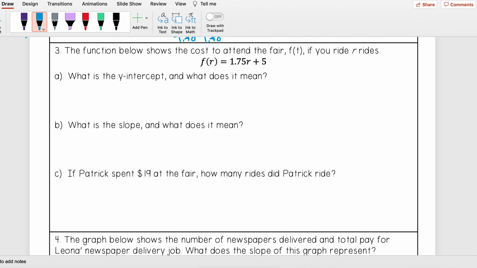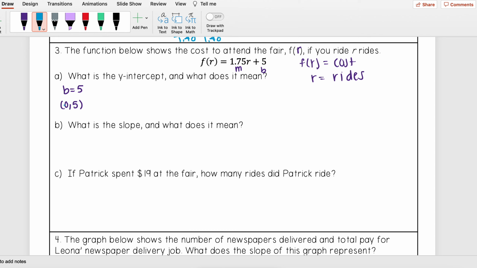Okay, let's try another one that's really similar. So the function below shows the cost to attend the fair, f of r, if you ride r rides. Oops, so that should be an r. So I have f of r is equal to cost, and r is equal to rides. So first I want to figure out what is the y-intercept and what does it mean. Well, I know my m is the one that's in front of my variable r, and so that means that my b is 5. And if I write that as an ordered pair, that is the ordered pair 0, 5.